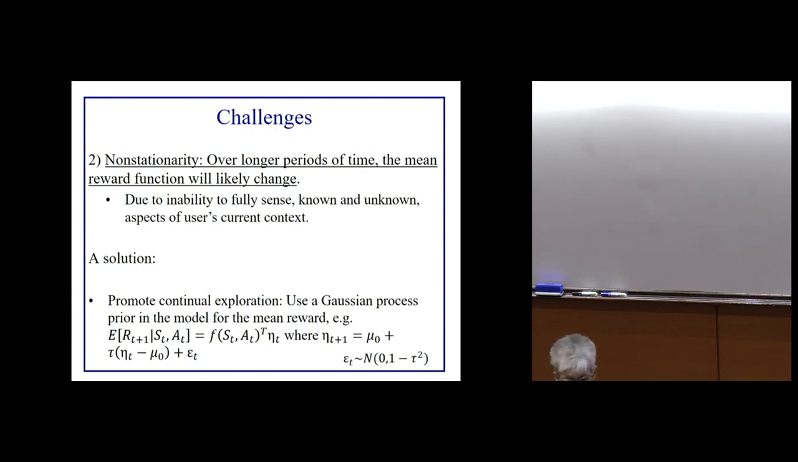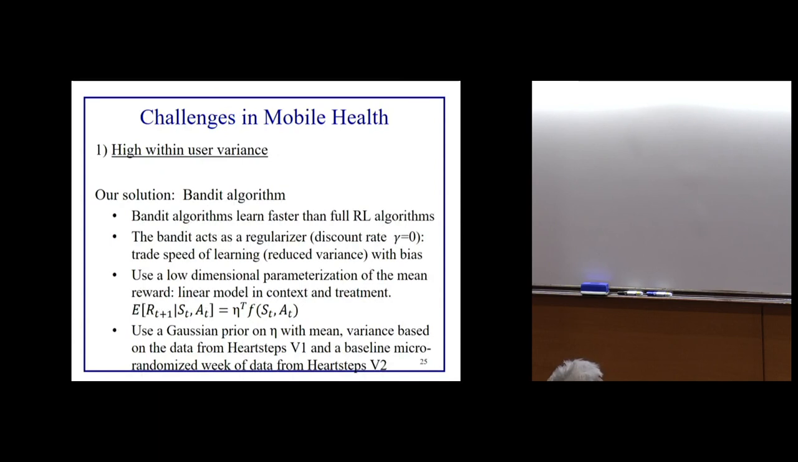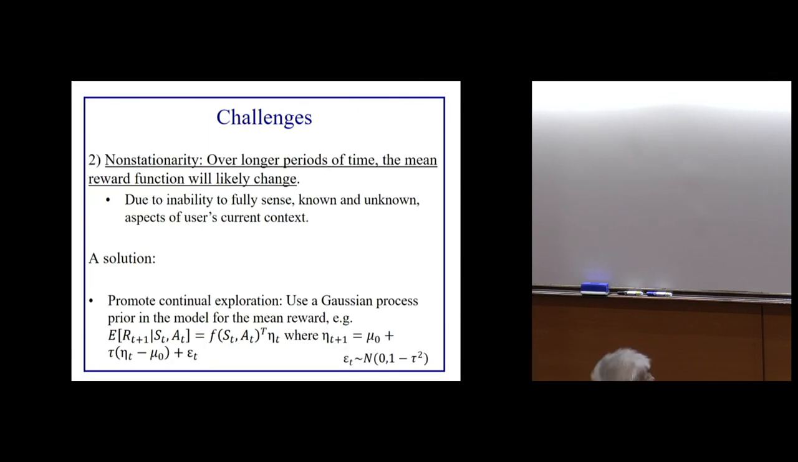By the way, one could say, oh, Susan, you should do lasso, all kinds of things. But remember, we're in a setting where we have high within-user variance. The more parameters I have, the more variance I'm going to get. So I'm really pushing bias and variance left and right here. Okay. So with non-stationarity, it's a problem for us.